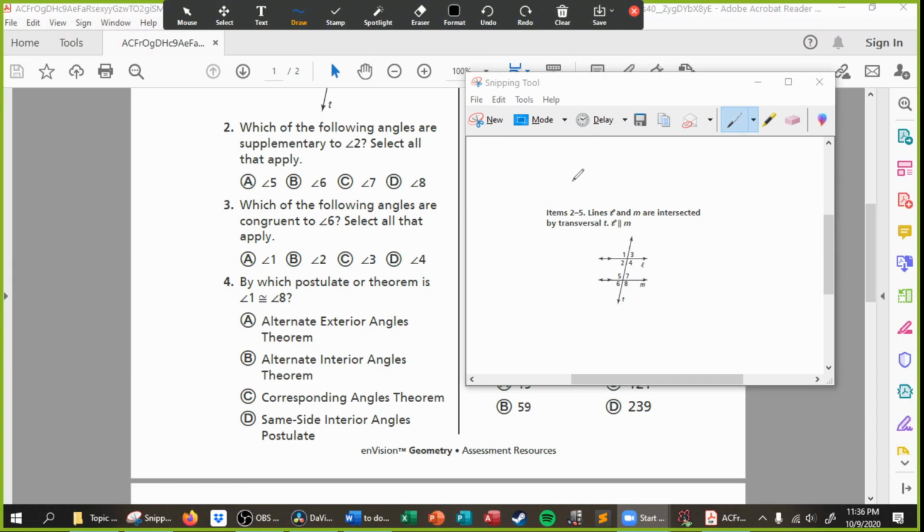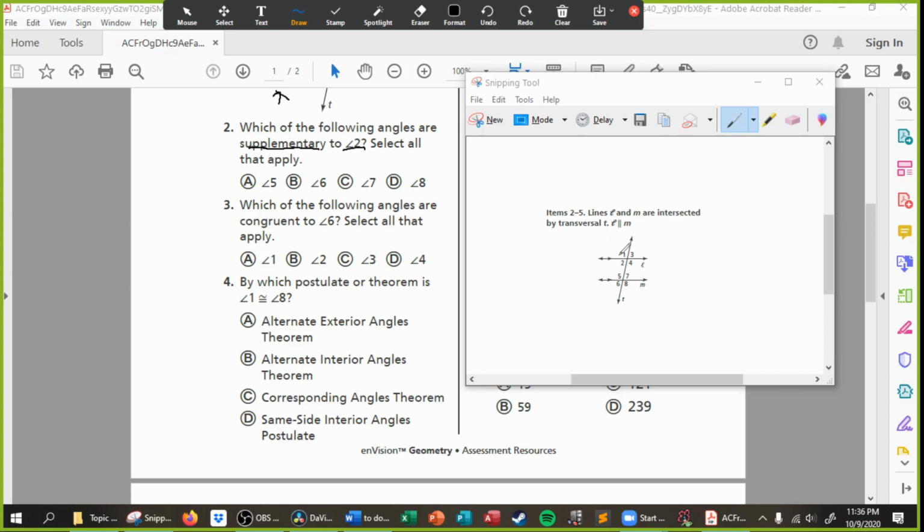Number 2 through 5 use lines L and M intersected by transversal T. L is parallel to M, so that's good to know. That's kind of what's up here, but just so we can get 2 through 4 on one screen, I went ahead and did this right here. And now let's talk about what it wants us to do. It says, which of the following angles are supplementary to angle 2? So supplementary and angle 2 are our key words here.